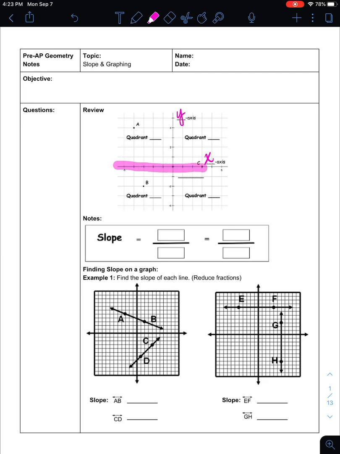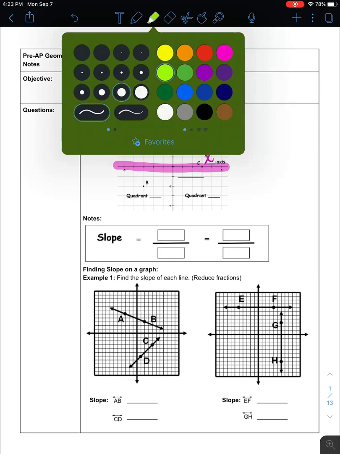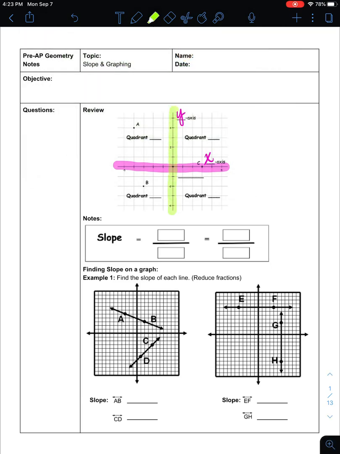This is x, and this is y. Then we have quadrant 1, quadrant 2, quadrant 3, and quadrant 4. This point right here in the middle is called the origin. And then when you name a point, you're going to name it by its xy coordinates.